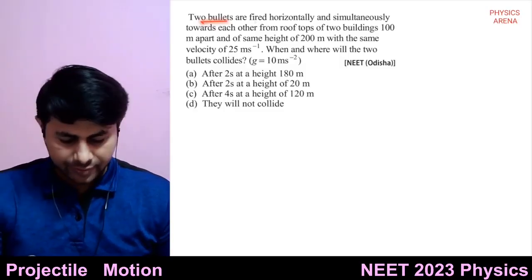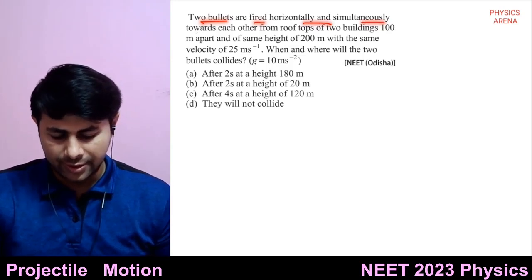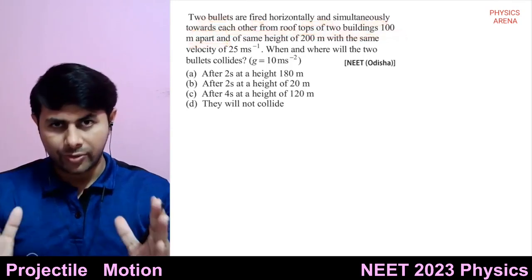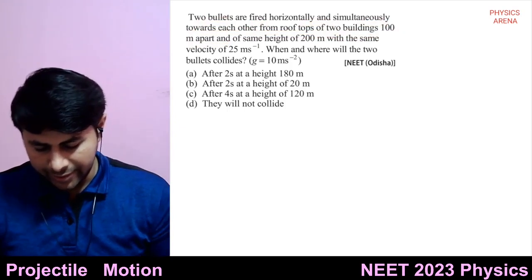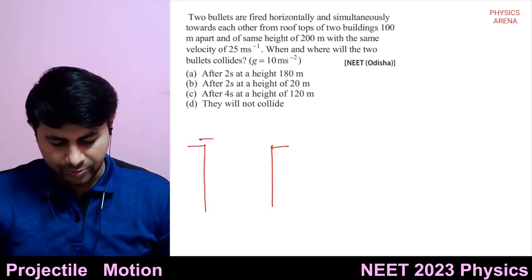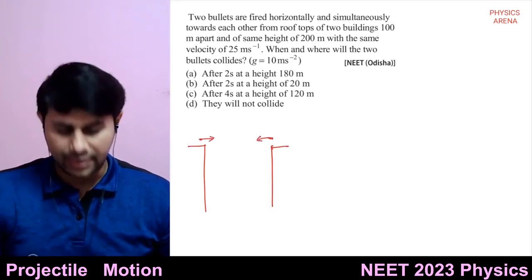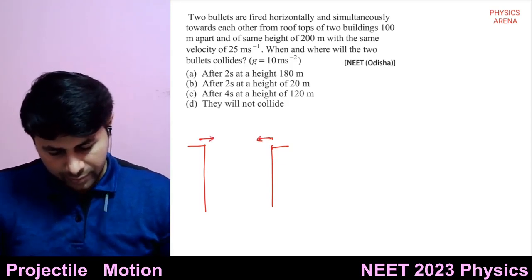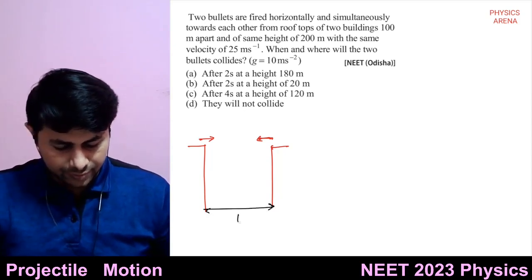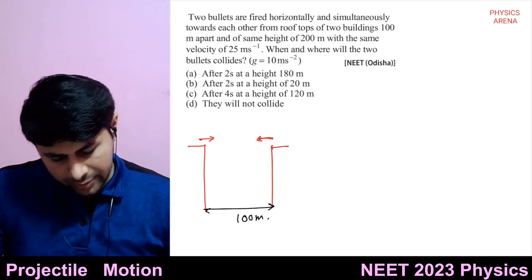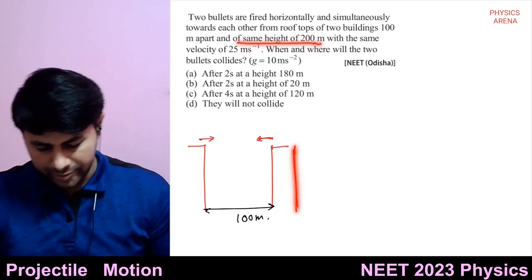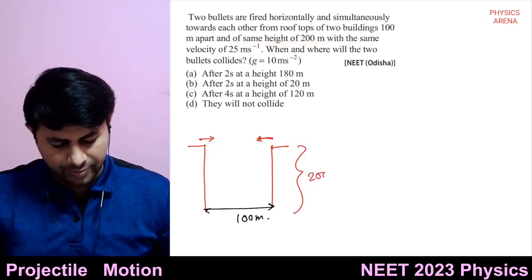Two bullets are fired horizontally and simultaneously towards each other from rooftops of two buildings 100 meters apart. So we have two buildings 100 meters apart. This is building 1, this is building 2, and one bullet is fired like this, another bullet is fired like this, horizontally. The horizontal distance is 100 meters, and both buildings have the same height of 200 meters.